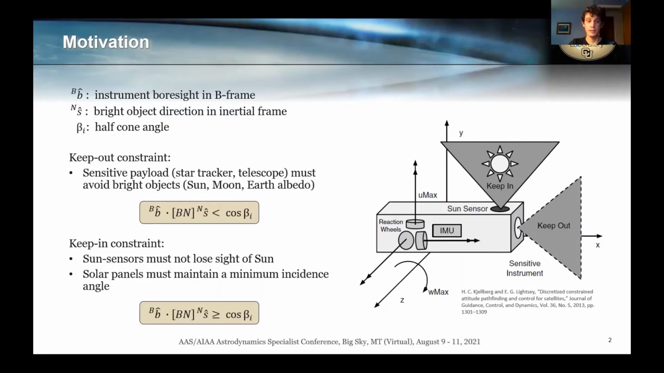We can also have keep-in constraints represented by some payload that must be kept within a certain angular distance from the direction of a celestial object. Think, for example, of sun sensors that must not lose sight of the sun.